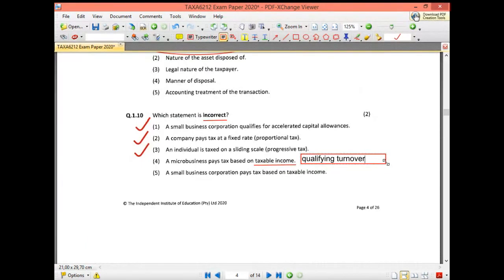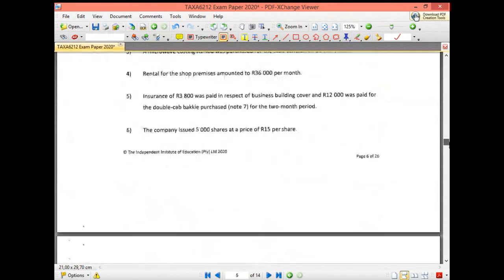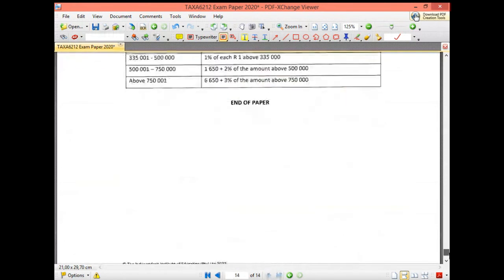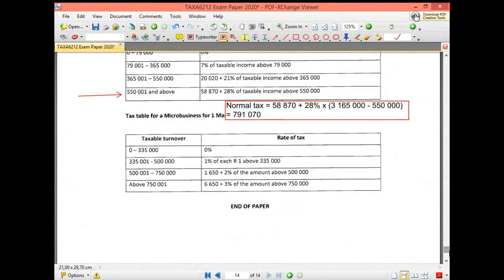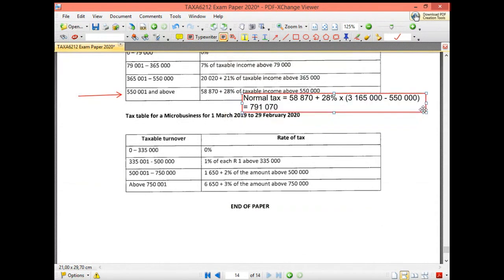Now, let's say you weren't sure what a micro business actually pays tax on. Let's quickly show you where you could have seen this answer in your paper. If you scroll to the annexures, they've actually given you the tax table for a micro business. And here they tell you it's taxable turnover. So even if you could not remember what a micro business is taxed on, this is where you find the information in your exam paper. They've actually given you the answer.